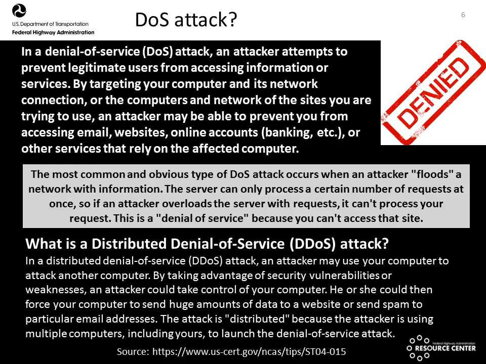In a distributed denial of service attack, an attacker may use your computer to attack other computers. By taking advantage of security vulnerabilities or weaknesses, an attacker could take control of your computer. He or she could then force your computer to send huge amounts of data to a website or send spam to particular email addresses. The attack is distributed because the attacker is using multiple computers, including yours, to launch the denial of service attack.